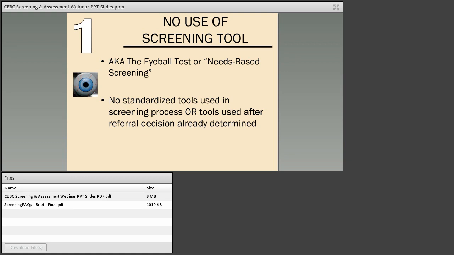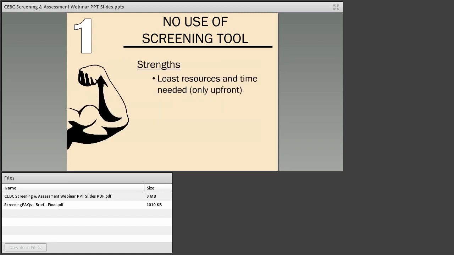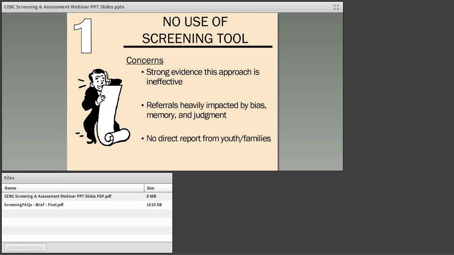And the screening can either confirm it or not, but you're not going to identify the kids that you might have missed with that needs-based assessment. So there are some strengths to this approach. The biggest one is that there are the least resources and time needed up front, but it's only up front. In the long run, we found that this is not super effective. So some concerns that come up with this approach is that there's strong evidence that it's ineffective, and the referrals are heavily impacted by bias from the worker who makes the decision, by their memory, and also by their judgment. And also, this doesn't include any direct report from youth or families.